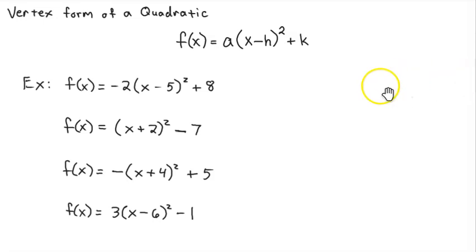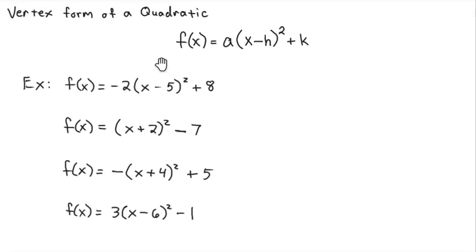What we're going to do in this video is try to understand the vertex form of a quadratic. We're going to start with looking at the vertex form and getting information from it. Then we're going to start with some information and see if we can write it in vertex form. And then we're going to answer all those questions that we had, given a quadratic that's in vertex form.